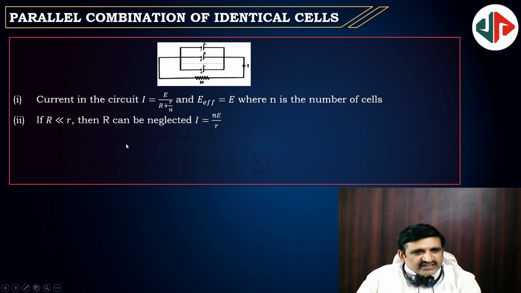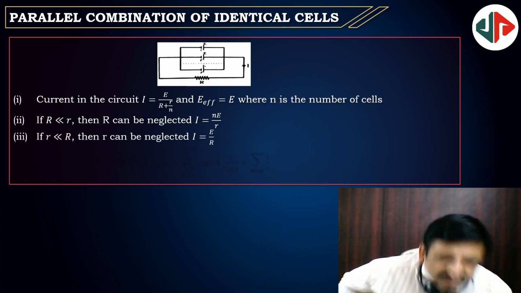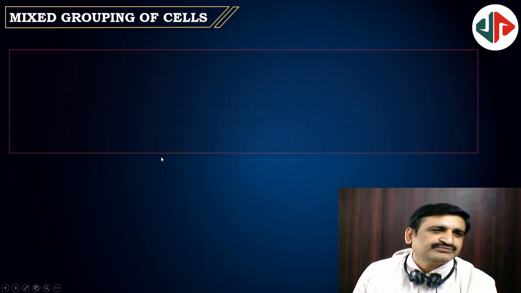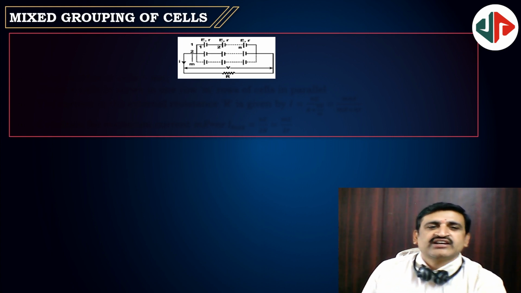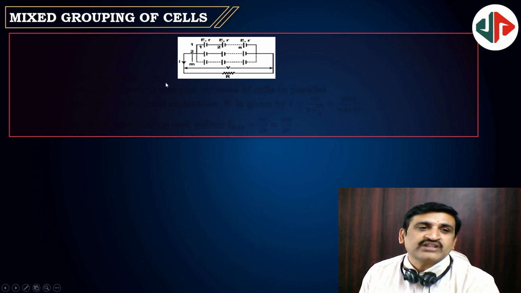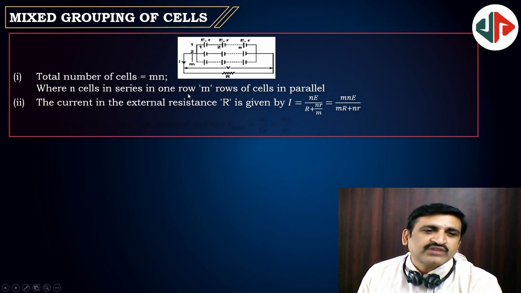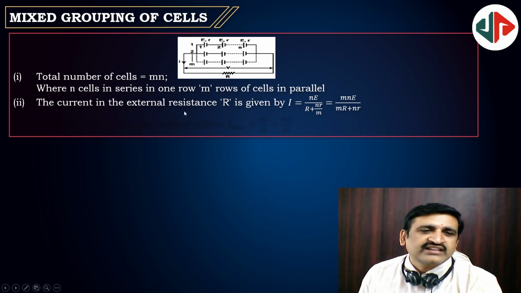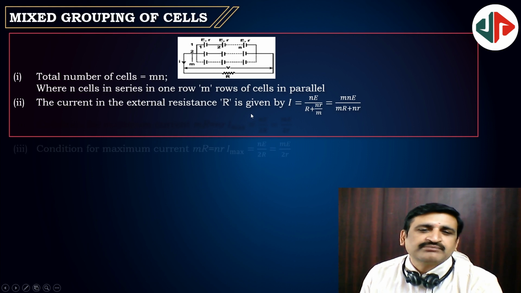If R is small, then NE/R is the current, and if R is greater, then E/R is the current. So in this also, whatever you want, based on that we are going to follow. And mixed grouping of cells. Some cells are in series, and such rows are connected to meet the requirements of current and potential difference. This is mixed grouping. Total number of cells is M into N, where N is cells in series in one row and M rows of cells are in parallel. So current in this external resistance R is given by NE / (R + Nr/M).